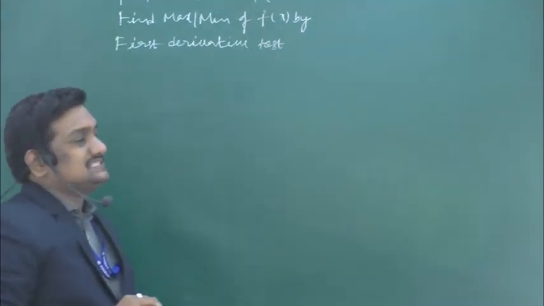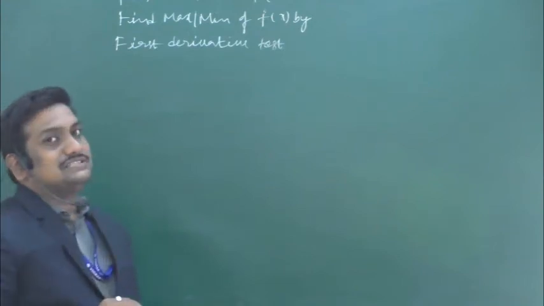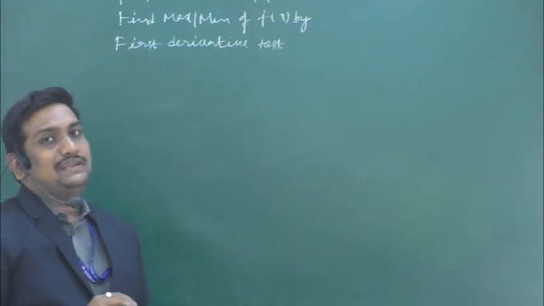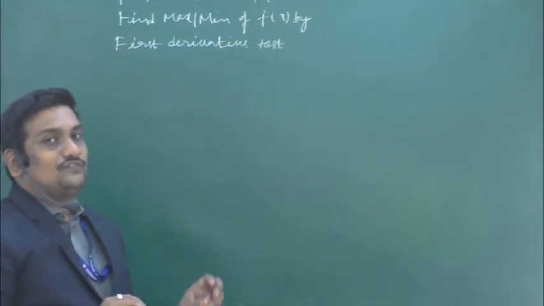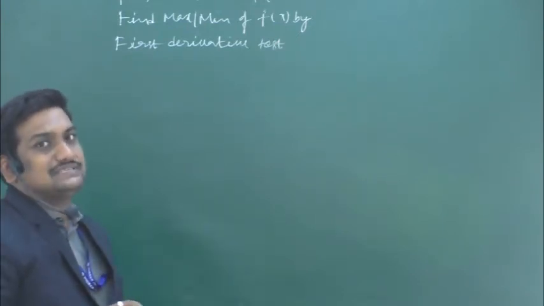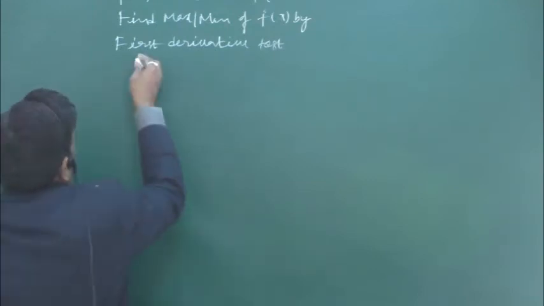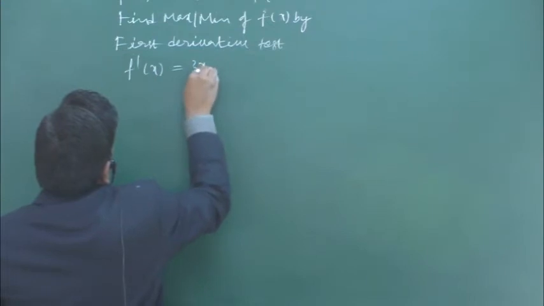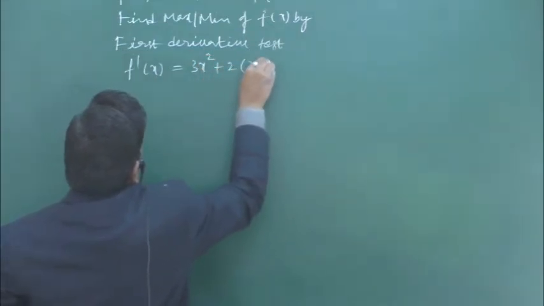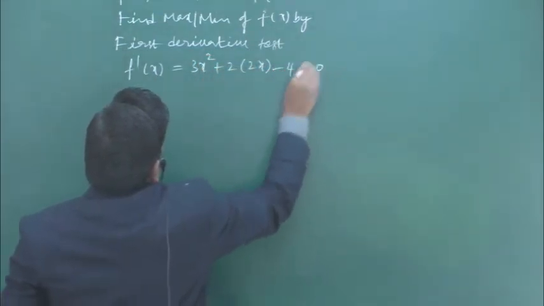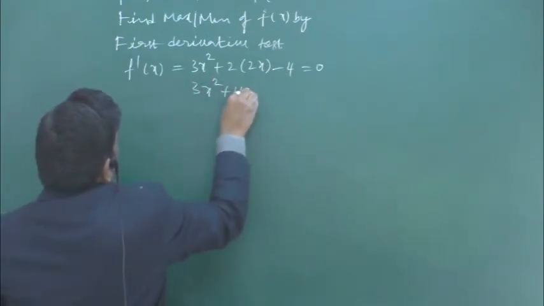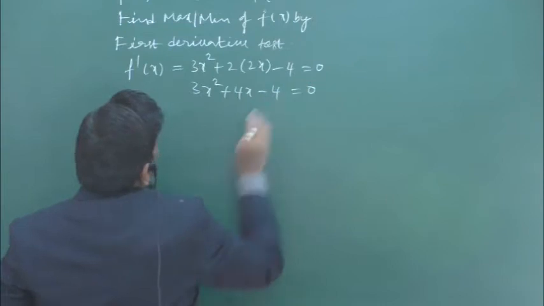Now let us take another example. f of x equals x cube plus 2x square minus 4x minus 8. You need to find maximum or minimum for this function by using the first derivative test. Now let us find the critical value. f dash x equals 3x square plus 2 into 2x minus 4, equated to 0. Now it is 3x square plus 4x minus 4 equals 0.